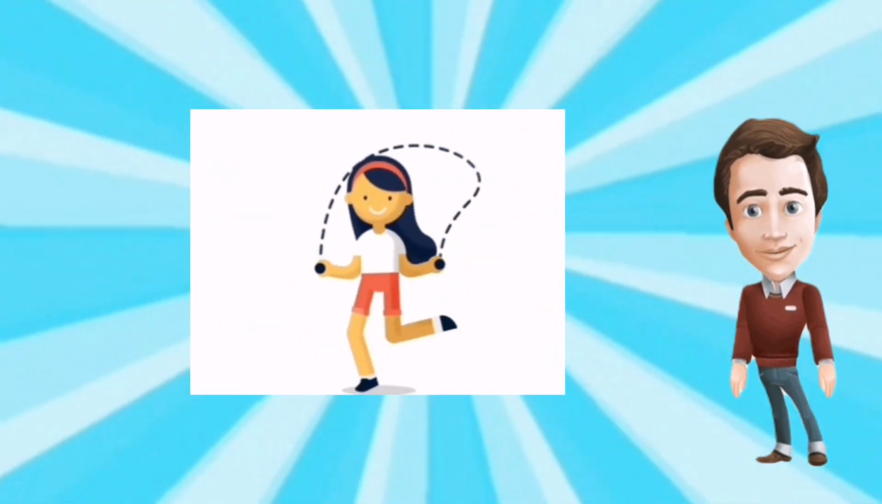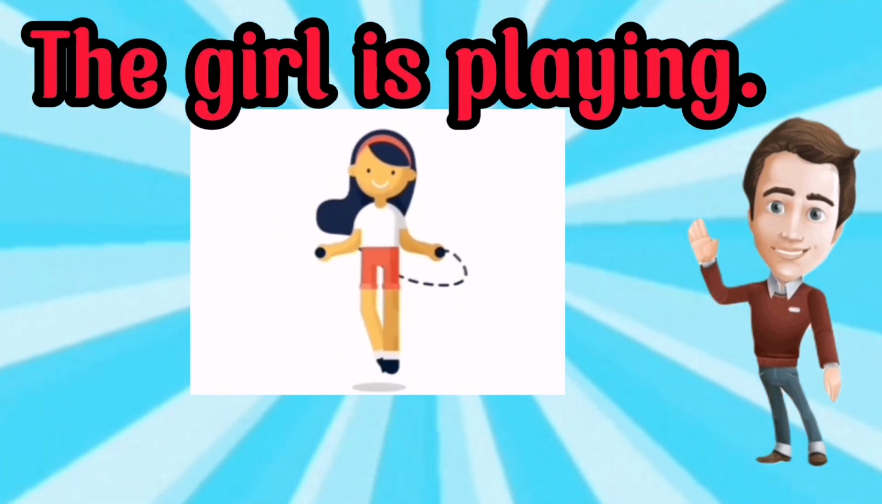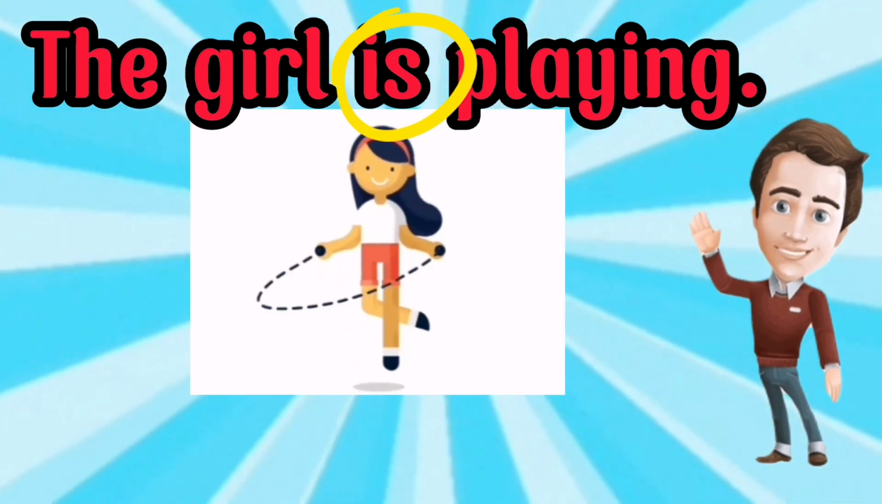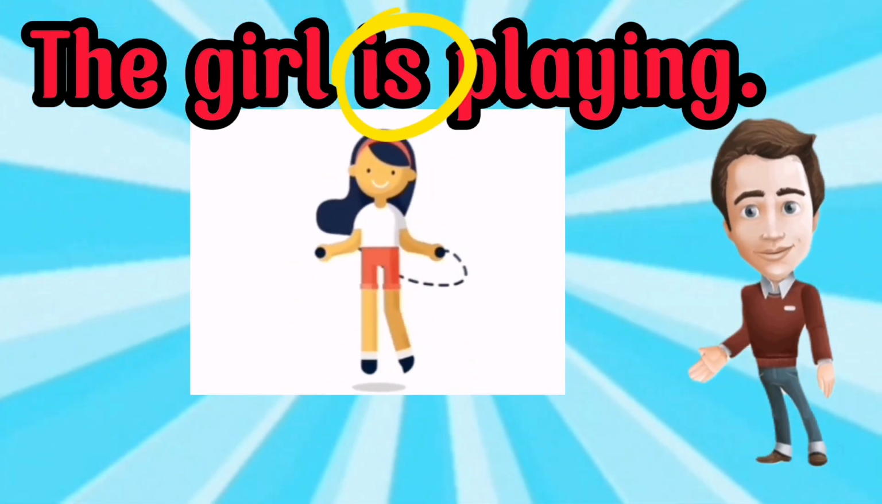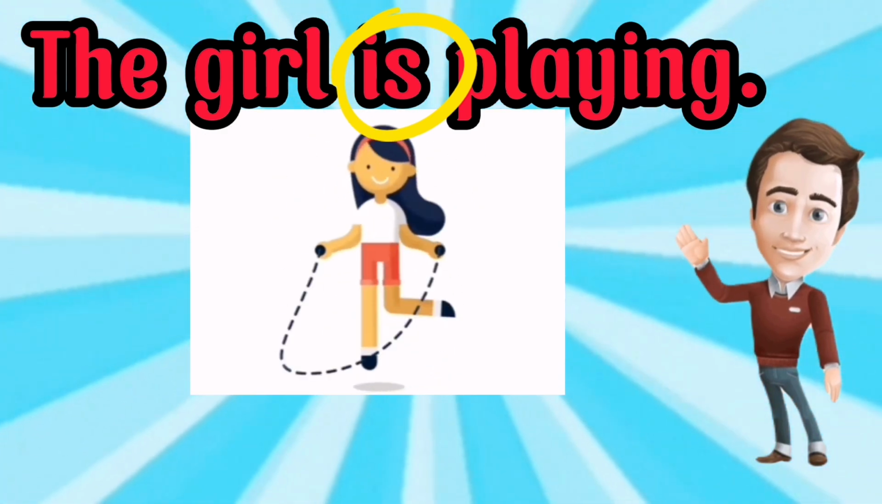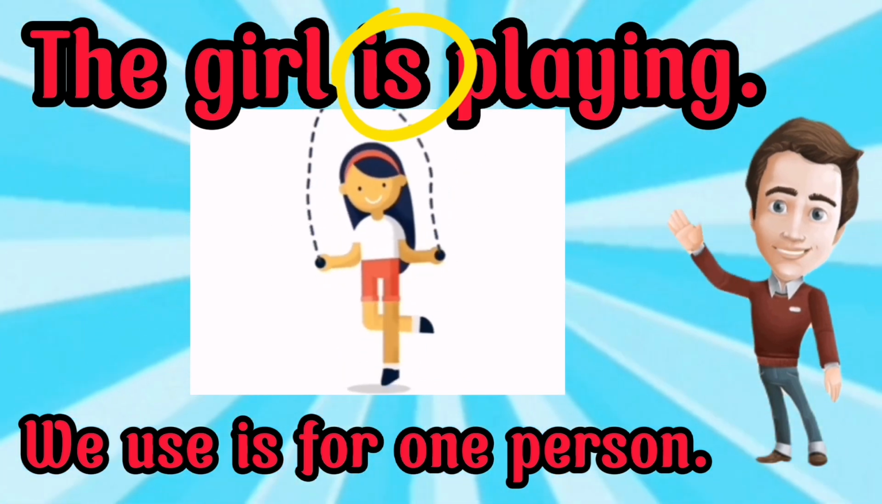Here's another picture. The girl is playing. How is is used in the sentence? Is is used with girl. We use is for one person.